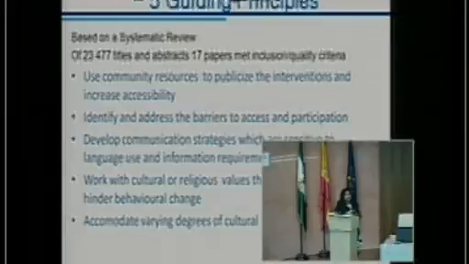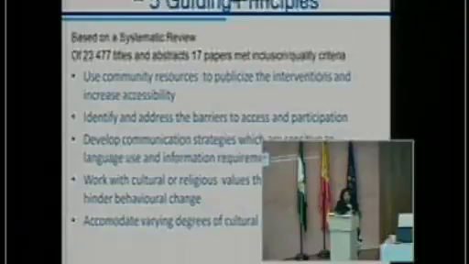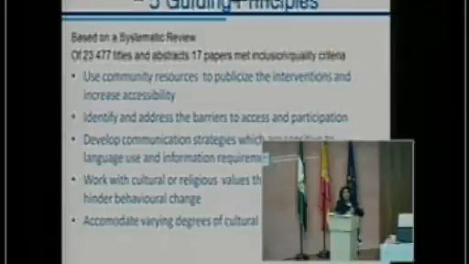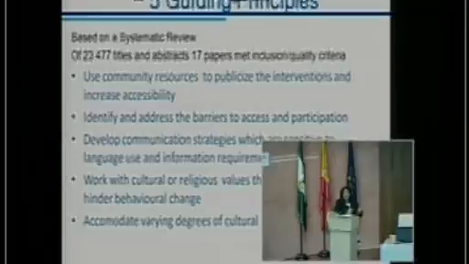Yes, it is, but we have to make it explicit. It says, use community resources to publicize the interventions and increase accessibility. How often do we involve the users? We sit, we plan, we design, we send all our proposals, and then finally we say, oh, we should call somebody from the community, and we just want them to rubber stamp everything we've done. And that's not the way to do it.